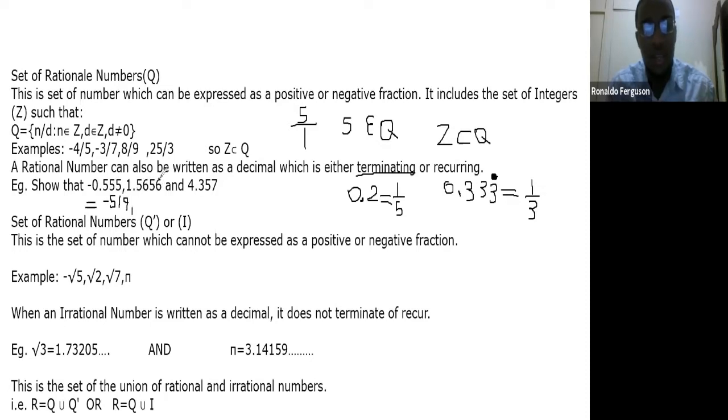1.5656, where there should be a dot over 5 and 6. Those should work out to be a fraction as well, and 4.357. Just some practice, just to warm up, right? These are primary school questions, how to convert decimals to fractions. We won't get into that.